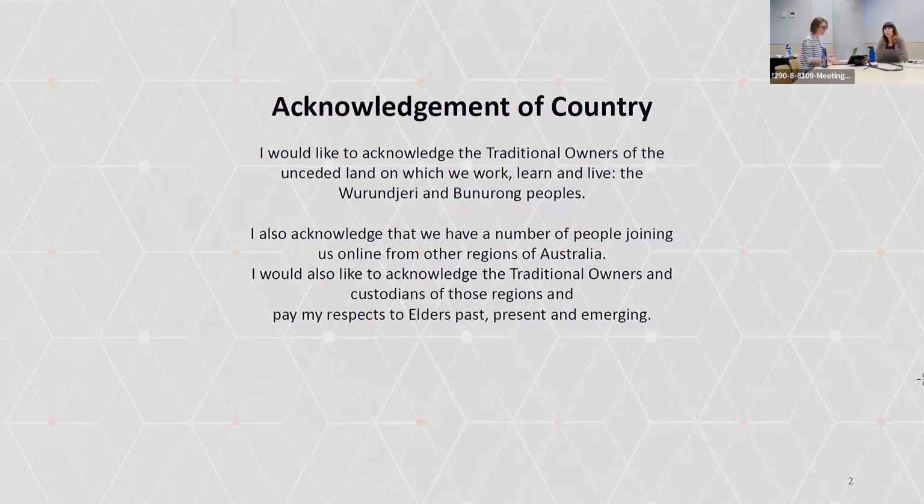Before we start, we'd like to acknowledge the traditional owners of the unceded land on which we work, learn, and live, the Wurundjeri and Bunurong peoples. I don't know if anyone's joining us from other parts of Australia. No, I think we've got all Victorians. Well, if you are joining from somewhere else in Australia, we want to acknowledge the traditional owners and custodians of those regions and pay our respects to elders past, present, and emerging.